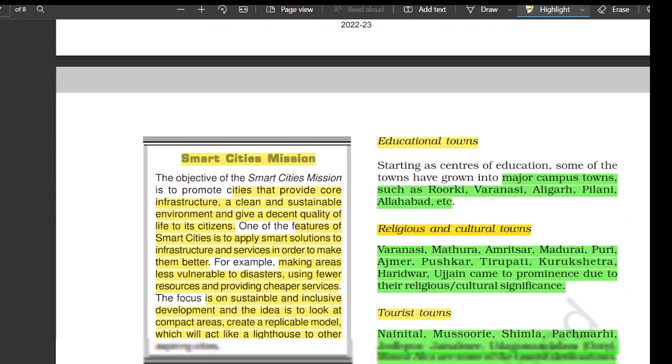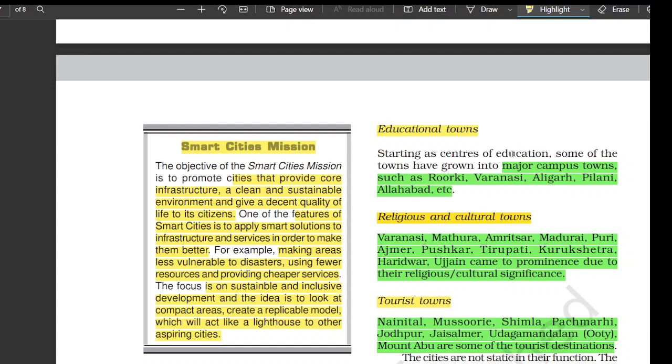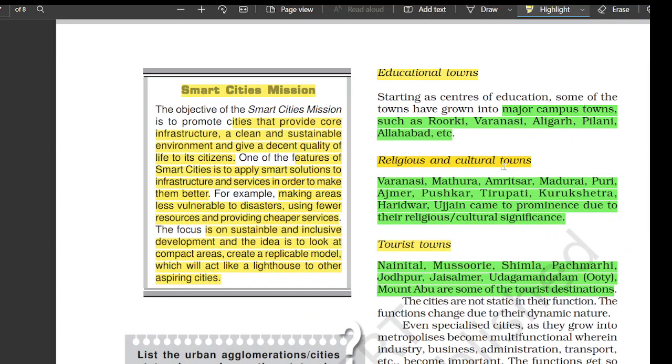Educational towns. Starting as centers of education, some of the towns have grown into major campus towns, such as Roorkee, Varanasi, Aligarh, Pilani, Allahabad, etc. Religious and cultural towns. Varanasi, Mathura, Amritsar, Madurai, Puri, Ajmer, Pushkar, Tirupati, Kurukshetra, Haridwar, Ujjain came to prominence due to their religious and cultural significance.